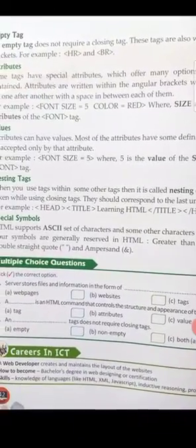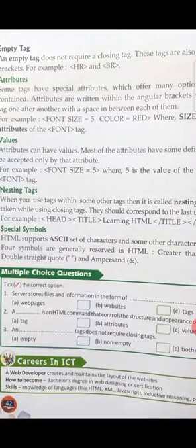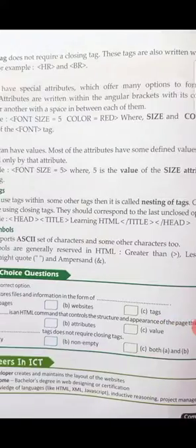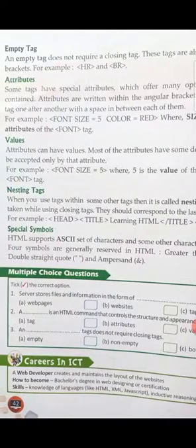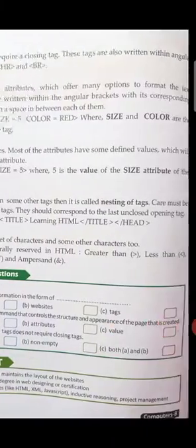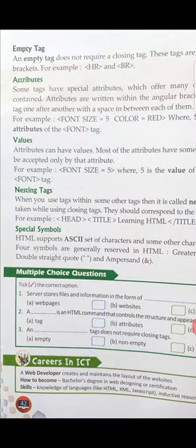Special symbols. HTML supports the ASCII set of characters and some other characters too. 4 symbols are generally reserved in HTML: greater than, less than, double straight quotes and ampersand. These are the special characters, special symbols in HTML.